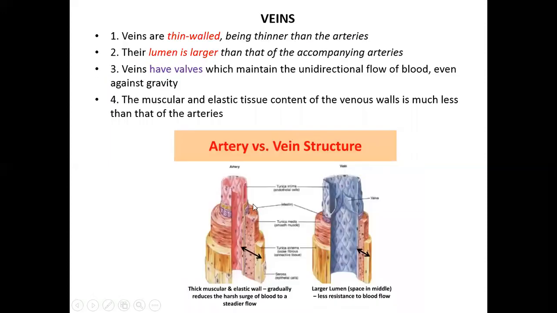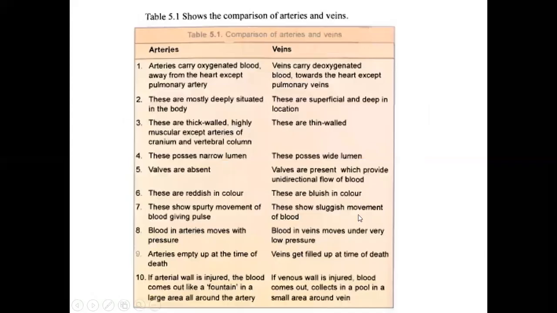Now veins, compared to arteries, are thin walled, and they are thinner than the arteries, as I said, and the lumen size is larger compared to the lumen of the artery, and they have valves which maintain unidirectional blood flow. This is even against gravity. Muscular and elastic tissue content of the venous wall is much less than that of arteries. These are the differences between artery and vein.